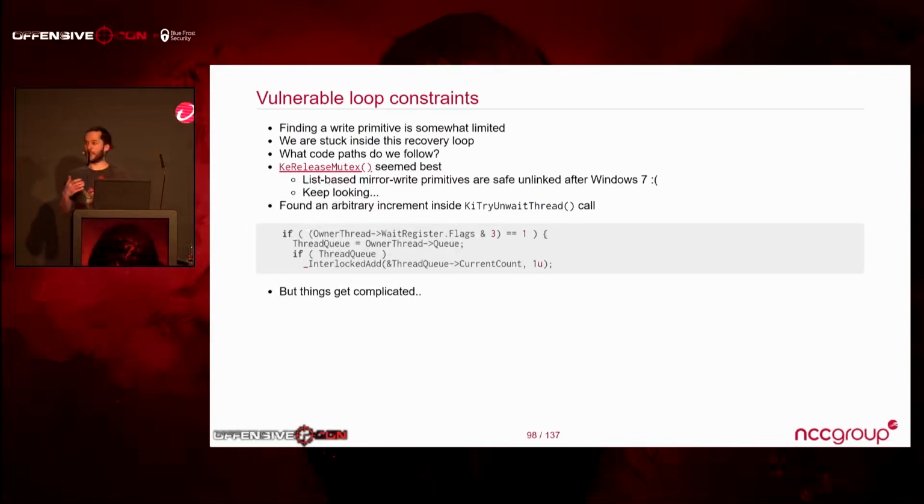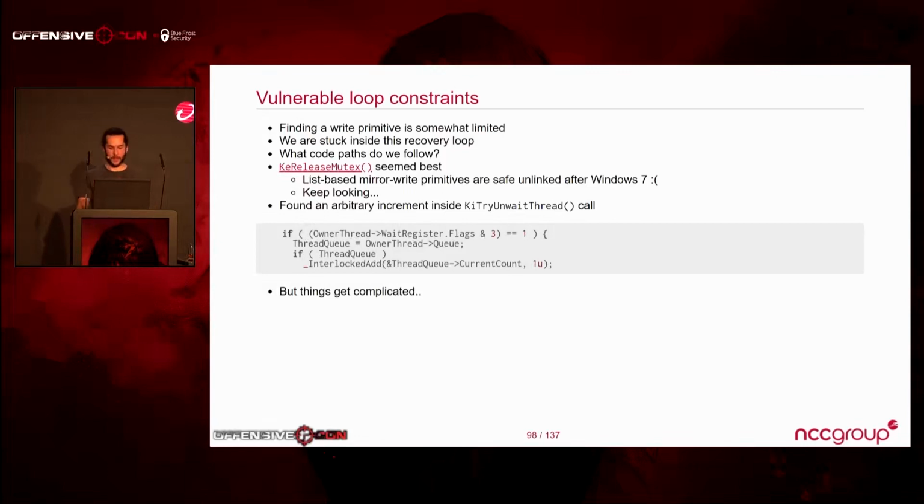The cool thing, though, is that we're stuck in this function, so we have to find something in the functions that are called inside this loop. The one that looked the best initially was KeReleaseMutex, because it has linked lists that could be used for mirror writes, even though since Windows 8 there is safe unlinking, so we couldn't use them. But we kept looking, and we actually found an arbitrary increment where, with the interlocked add, we control the thread queue and the current count, so we can make it an address that points somewhere and increment it by 1.